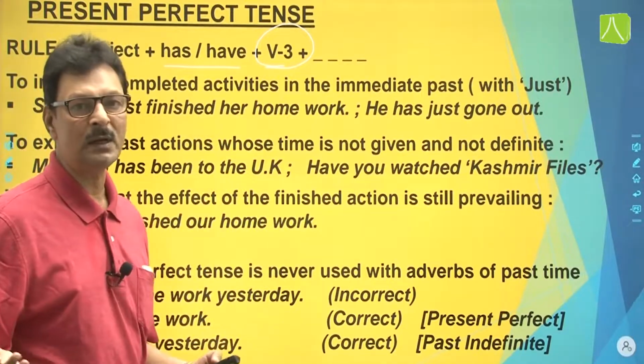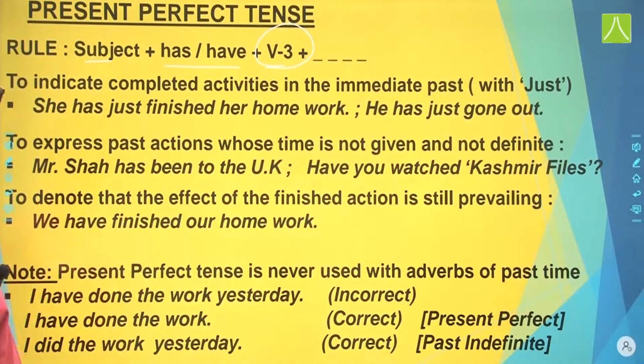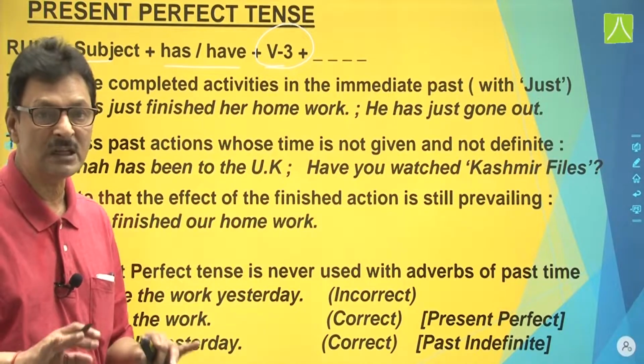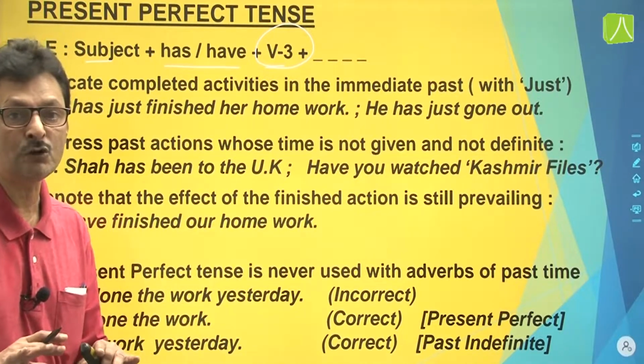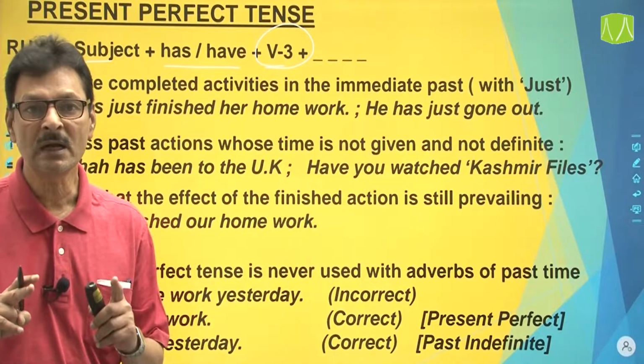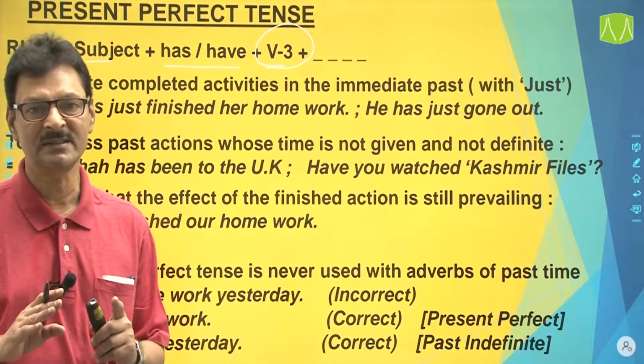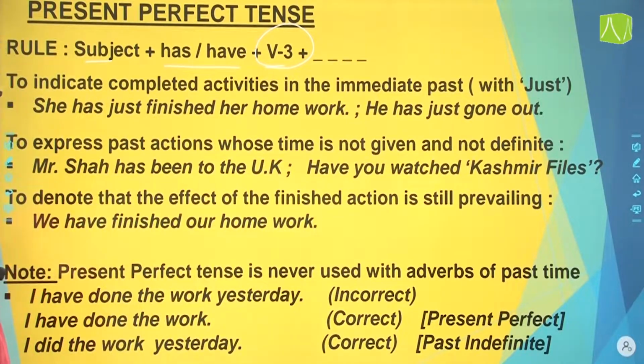If the subject is plural, it will have the verb have, the helping verb have. It is used to indicate the completed activities in the immediate past with the word just. अभी अभी ये हो चुका है. हम present simple tense के rules कर चुके हैं. I have finished the rules of present simple tense. This is how present perfect tense is used.